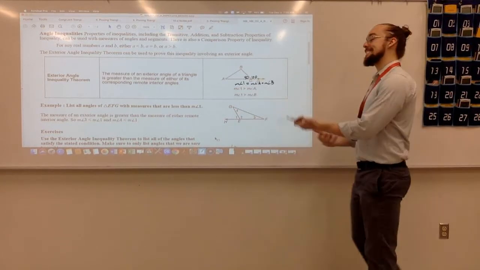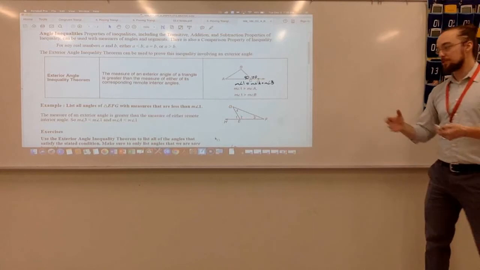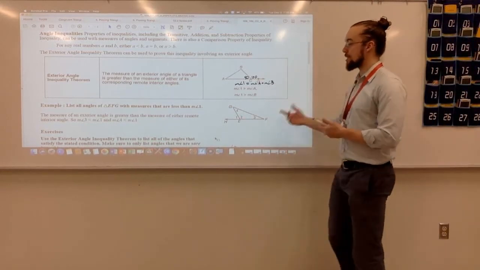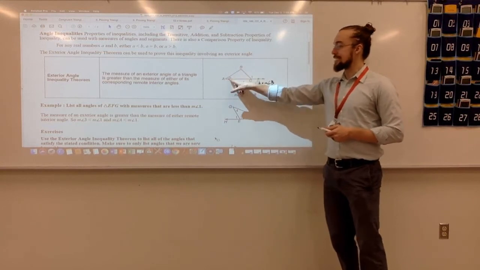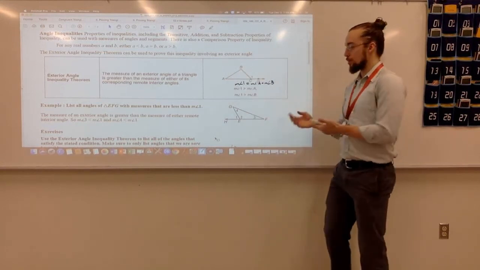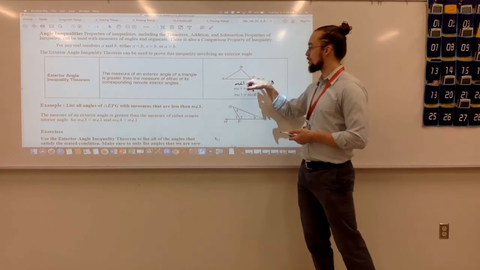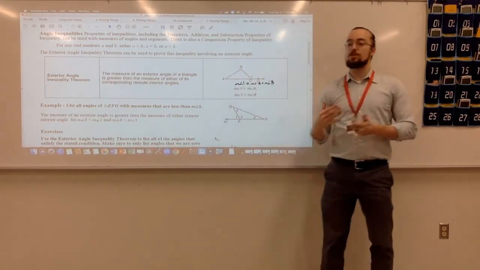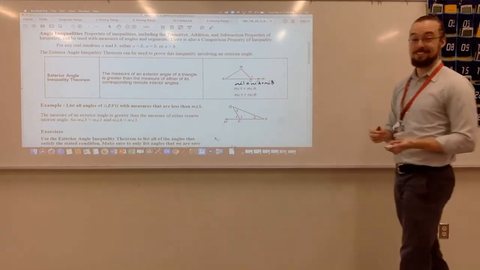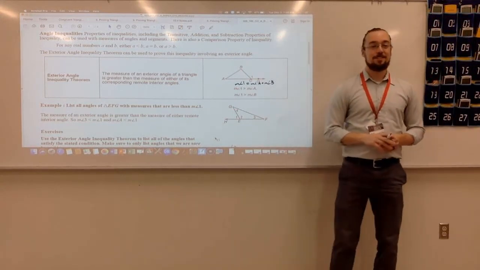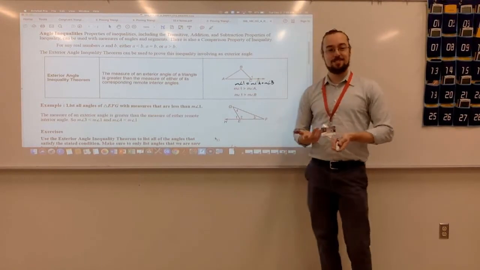So today, we're just going to take this idea one step further and say, if we know that this angle has to equal the sum of these two angles, then this angle has to be larger than either of these angles individually. Crazy, right? It is kind of common sense, right?